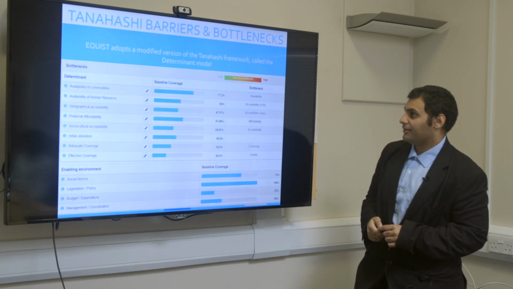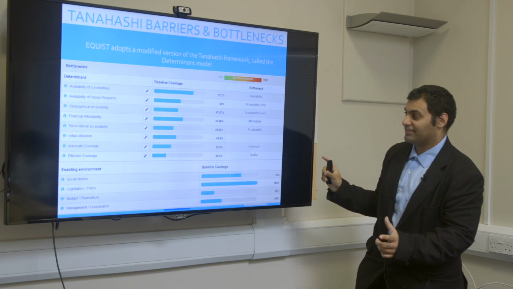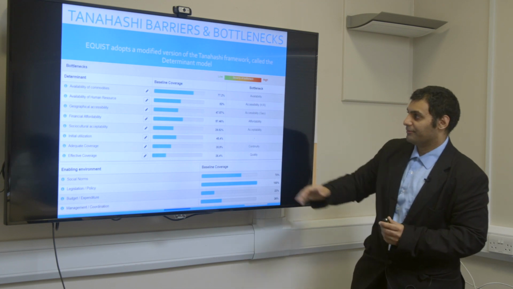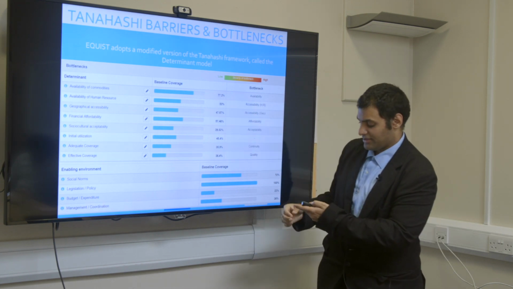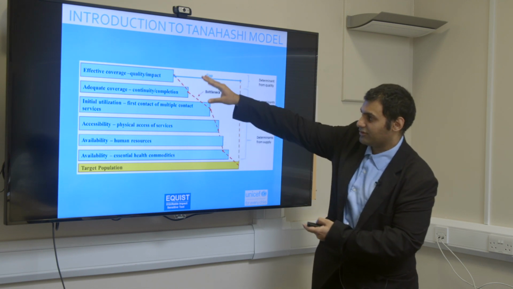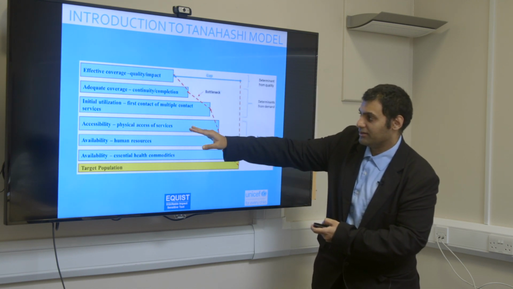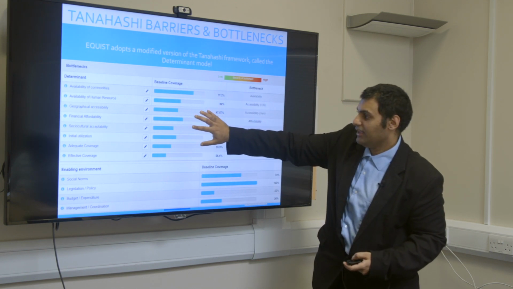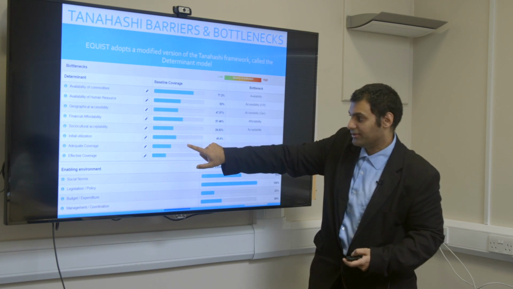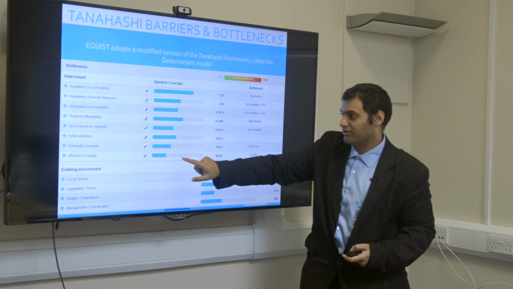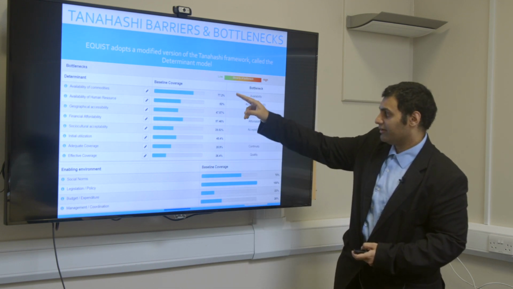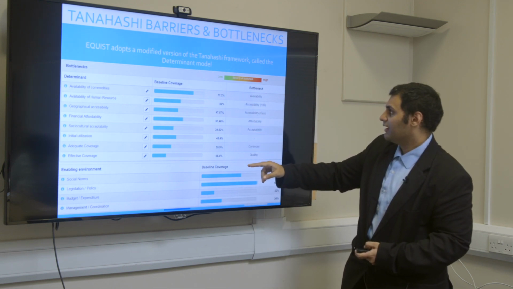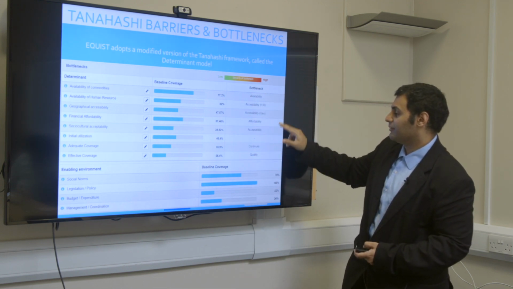So looking at the structure of the Tanahashi model, or the determinant approach as it's called on EQUIST, it's similar, except as you can see, it's reversed. So this is starting from effective coverage to the other supply and demand determinants. Here we're looking up at the supply and demand determinants, and then looking at initial utilization, adequate coverage, and effective coverage, and in terms of their intervention coverage as well. Indicator coverage as well. And it sort of highlights the bottleneck itself.